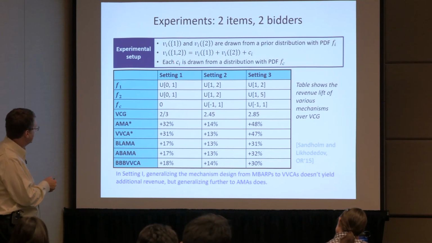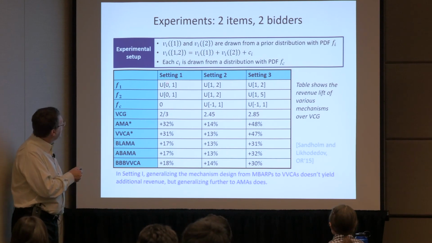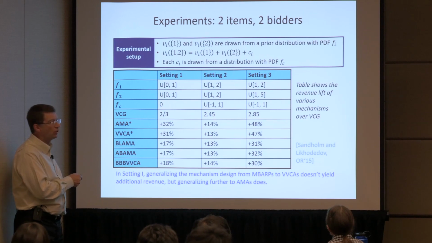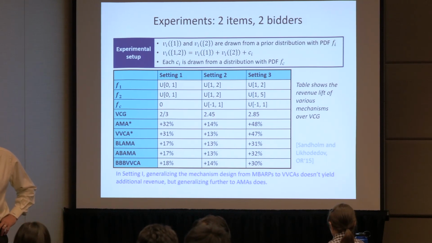Now in the first setting, let's talk about this first. The item valuations are drawn uniformly from 0 to 1 independently, and there's no complementarity or substitutability. So this is the additive setting.